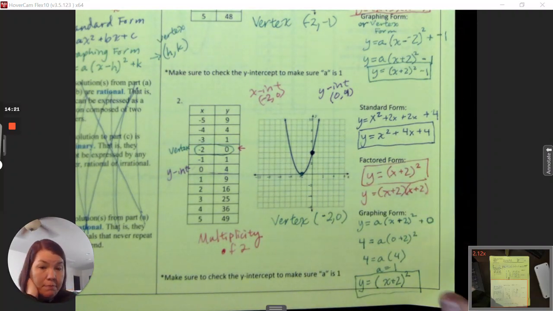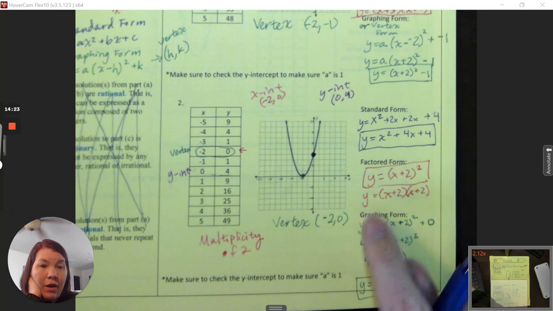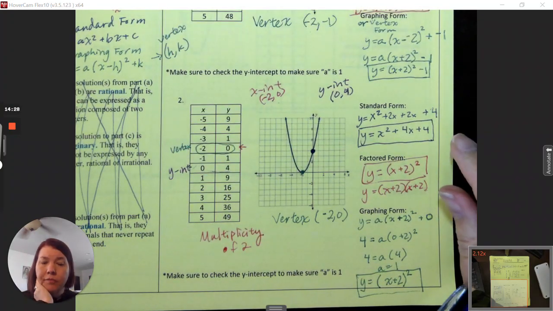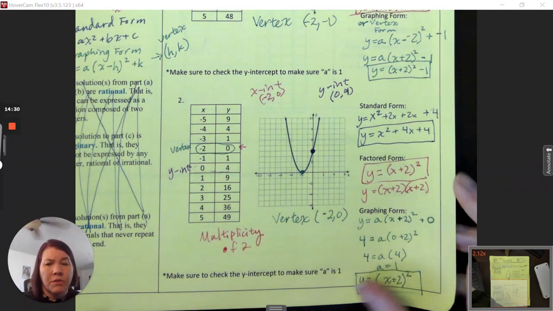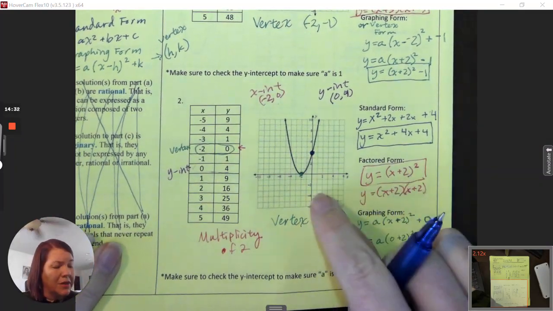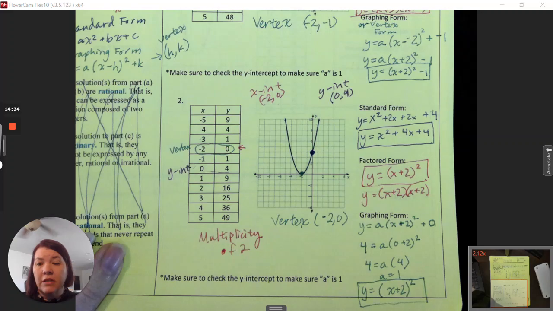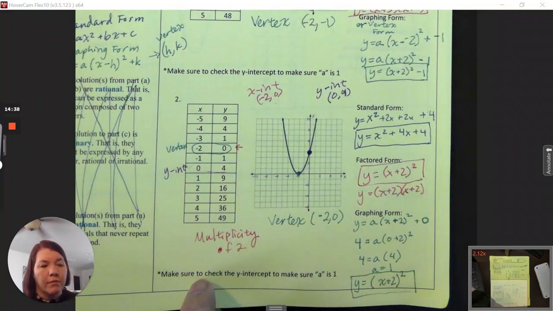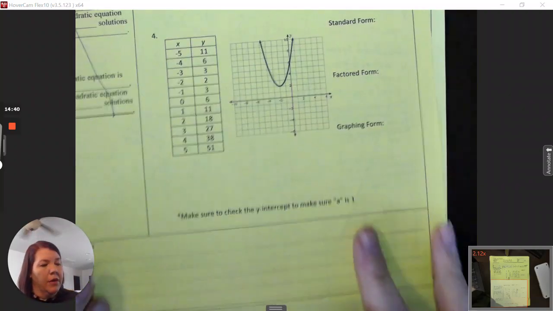Okay? So I think graphing and factored form are the two easiest to start with. I never start with standard form. And again, I only know how to do standard form first if my vertex is on my y-axis. If my vertex is my y-intercept, I can start with standard form. Otherwise, I cannot. All right.